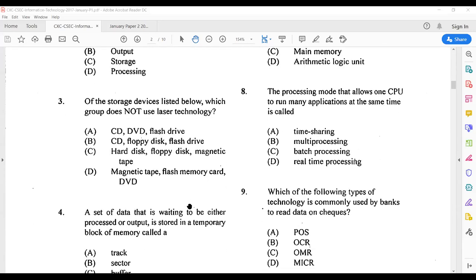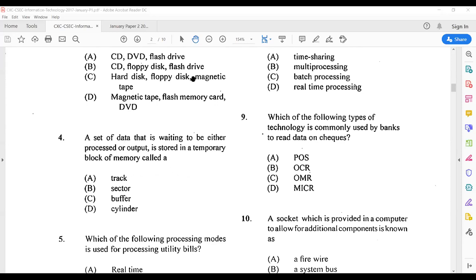Question three. Of the storage devices listed below, which group does not use laser technology? Yes, sir. So we have CD, DVD, flash drive; CD, floppy disk, flash drive; hard disk, floppy disk; magnetic tape, memory card, and DVD. Now, the thing to remember, laser technology is used by optical discs. Therefore, any option that has an optical disc won't be the answer. And optical discs are CDs and DVDs, based on the question we have here. So the answer for this one is C, hard disk, floppy disk. Okay, so the answer is C.